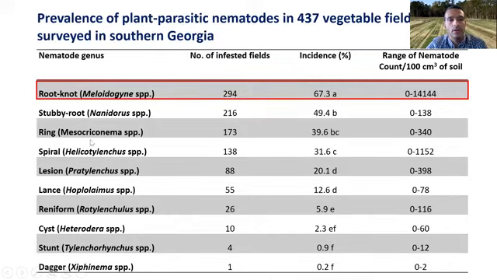There are also two groups of nematodes, as you can see here, ring nematode and spiral nematode. These two groups of nematodes are really not a problem for vegetable production systems, although there might be a few crops that can be affected in case of high population density of these nematodes. However, we have not seen any damage to any vegetable crops by ring and spiral nematodes.